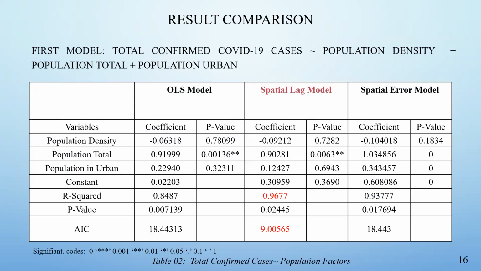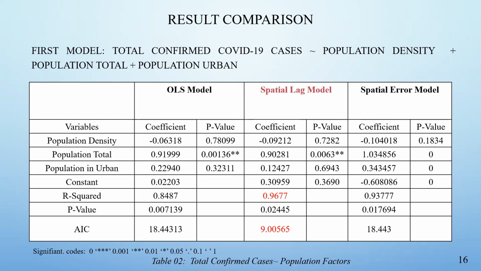So let us see. Here is the result comparison. The first model is the total confirmed COVID-19 cases and the population factors. I explained population density, population today, and population event. What I'm expecting is that if the population density is higher, the confirmed COVID-19 cases will be higher.